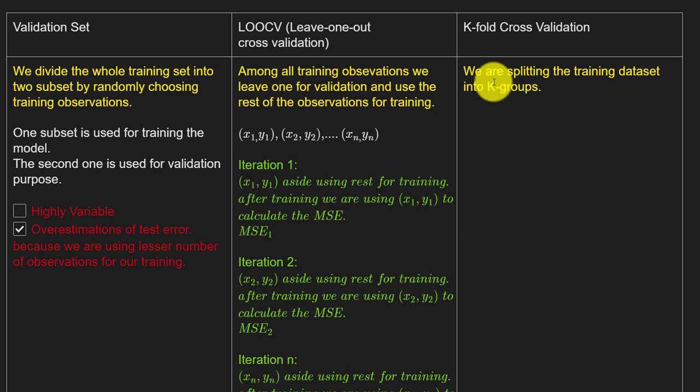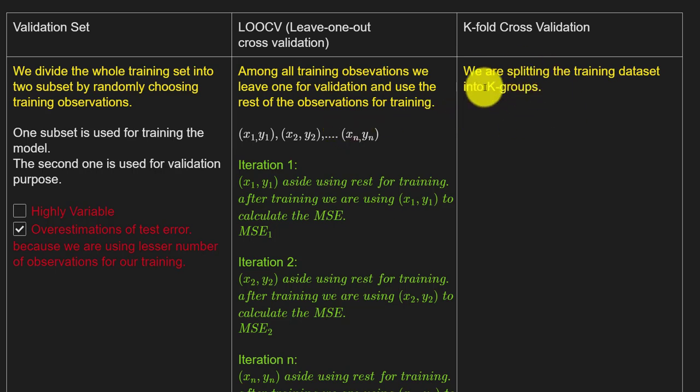Okay, so if you see it, leave one out cross validation is actually a very specific case of k-fold cross validation where k equals n, right? Over here we are splitting the whole data set into n groups. Each group will have a single element, and we take the single element out and use the rest of the elements for training. I keep saying elements, but basically they are observations.